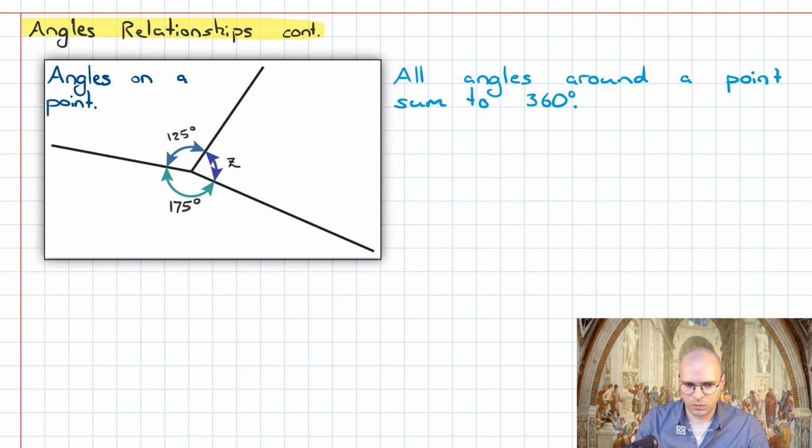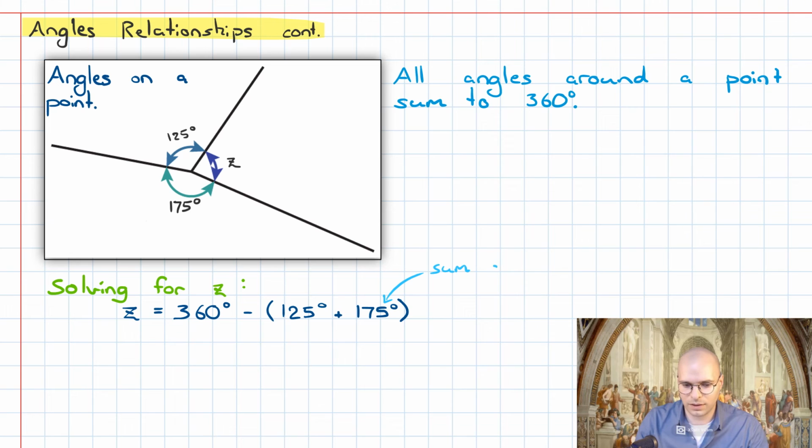Next up, we have angles on a point. All angles around the point sum to 360 degrees. If we observe the diagram, we have three angles. We have 125, 175, and then a z. To understand the value of z, we use the relationship that it all has to sum to 360 degrees. To do this, we can write z is equal to 360 degrees minus the addition of 125 and 175.